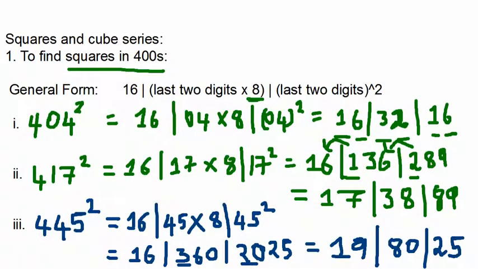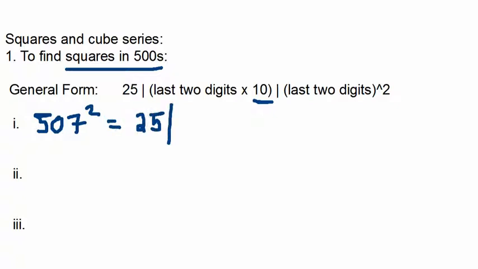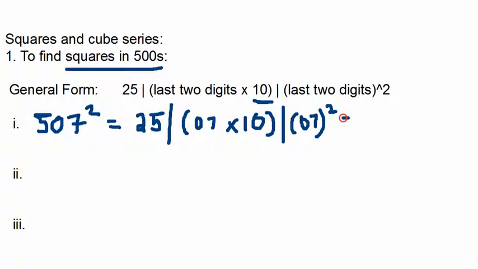It may look a little bit difficult, but once you practice, it will be really helpful and easy to calculate while doing simplification problems. Now let us look into how to find squares in the 500s. So the general form is 25, the last two digits we multiply with 10, and finally we square the last two digits. So let us take 507 square. So 25, last two digits 07 into 10, and finally we square the last two digits.